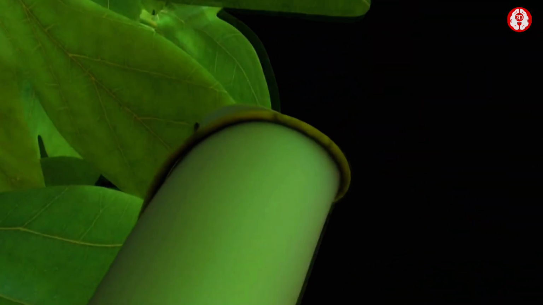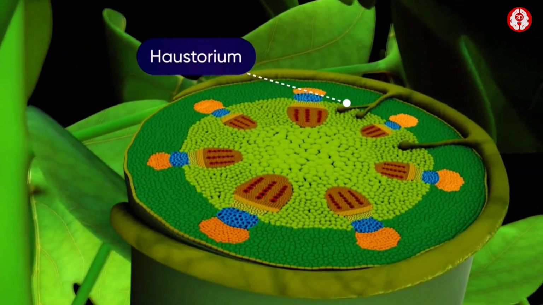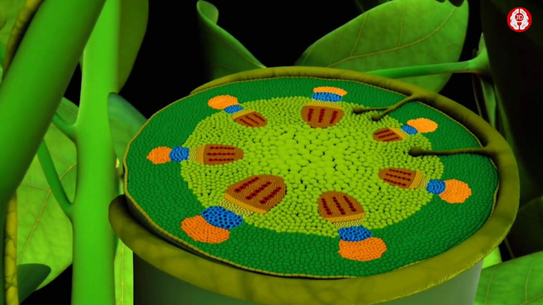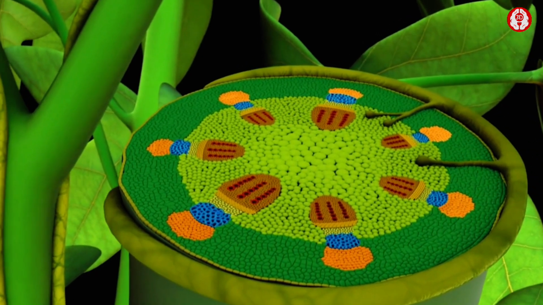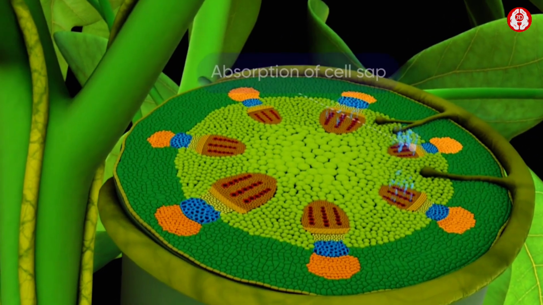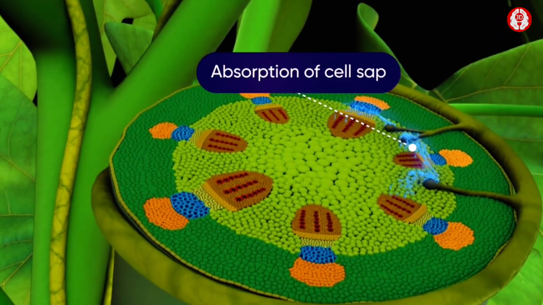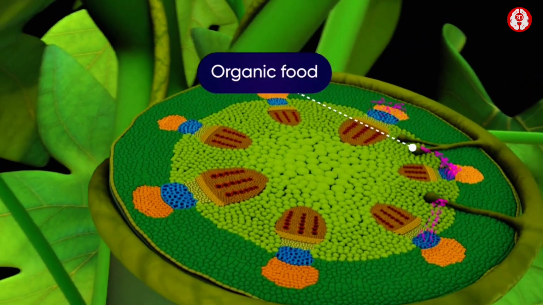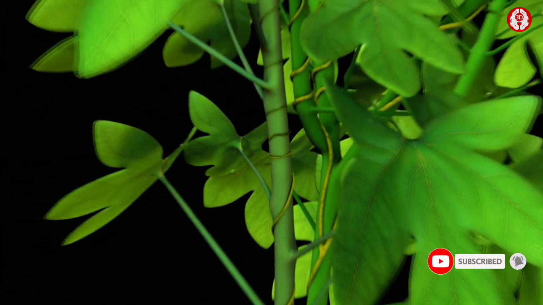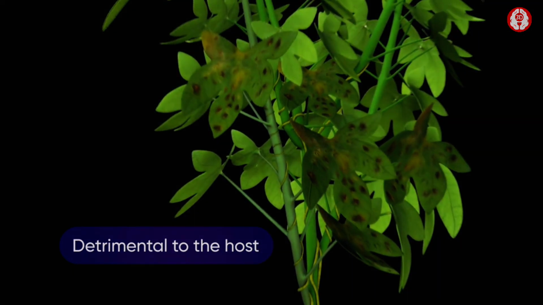It produces specially modified roots called haustoria or sucking roots which start penetrating the host tissues. These then further absorb cell sap from the xylem and the synthesized organic food from the phloem of the host. They are detrimental to the host.